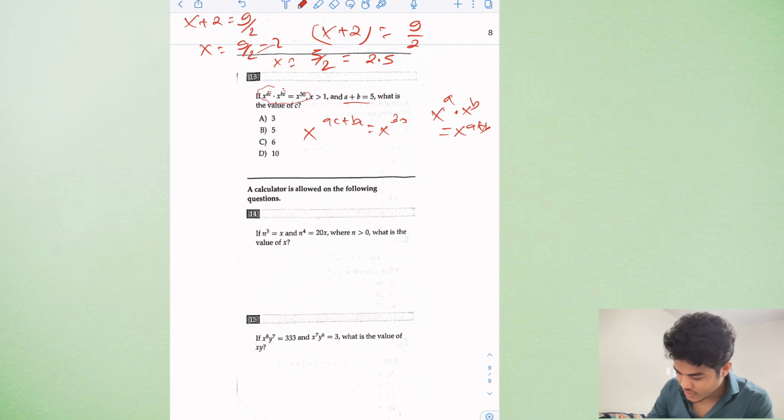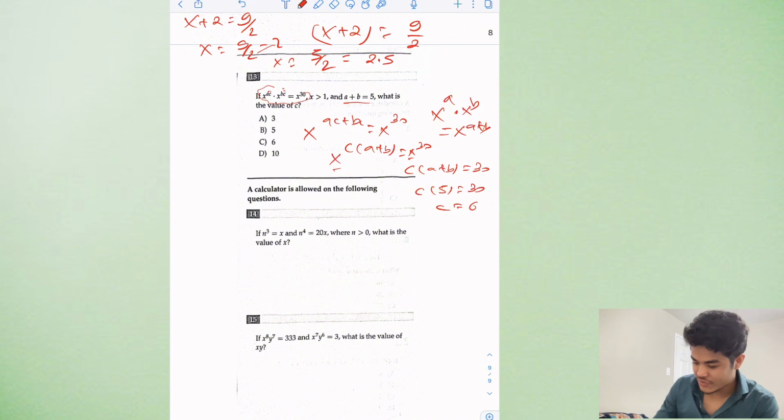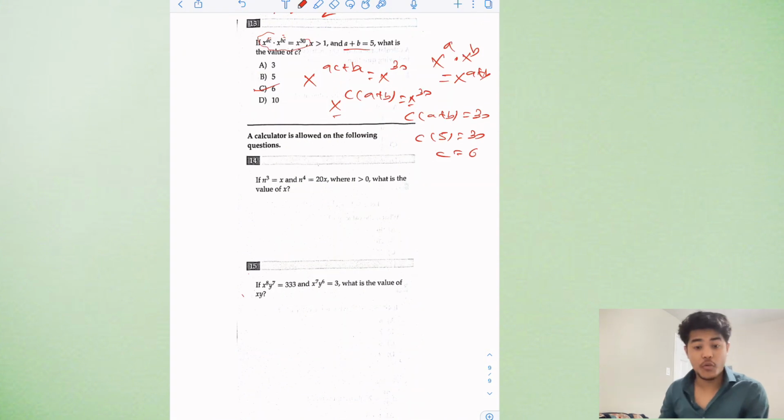So we can take a common factor c, c times (a plus b) equal to x^30, and these two have the same base, so the exponents are equal. c times (a plus b) equal to 30, a plus b is 5, 5c equals 30, and c equal to 6. So our final answer is C. And now question number 14.